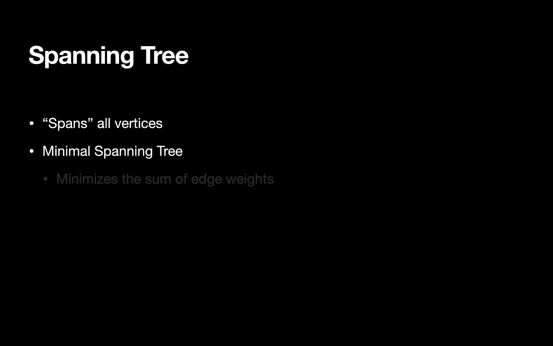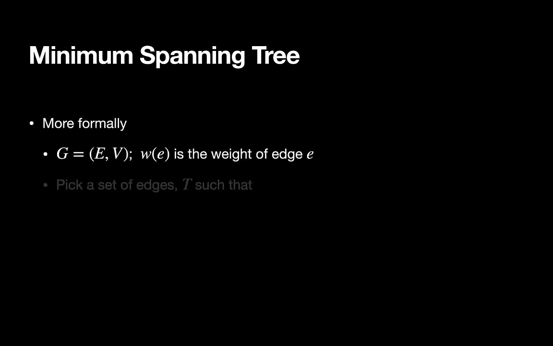Okay, so we've constructed this spanning tree. It spanned all of the vertices in our graph. Specifically, we were going for this idea of a minimal spanning tree, so it minimizes the sum of edge weights. Okay, so let's be just a little bit more formal with this concept. We've got some graph G that's composed of edges and vertices, and we've got some function W that gives us the weight of a particular edge. So this is just a more formal way of describing the edge weights.